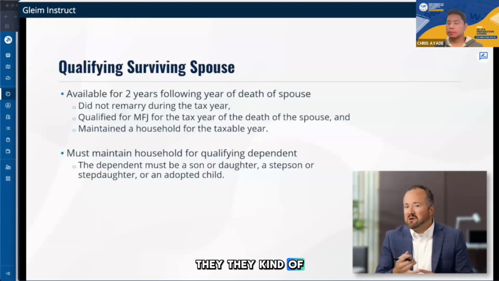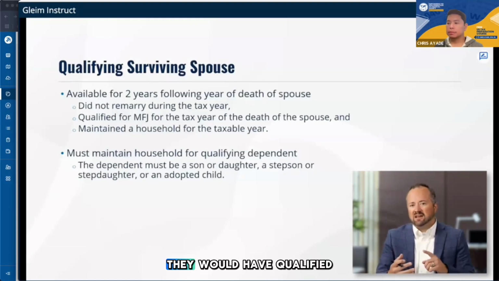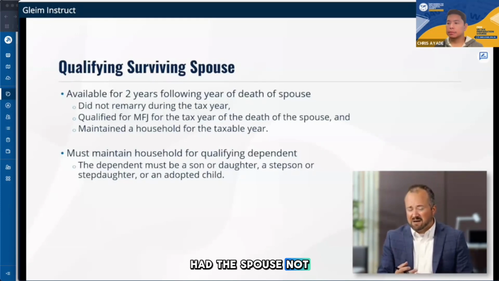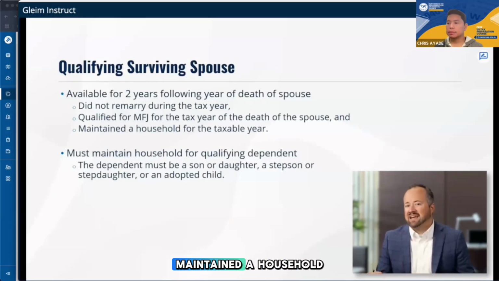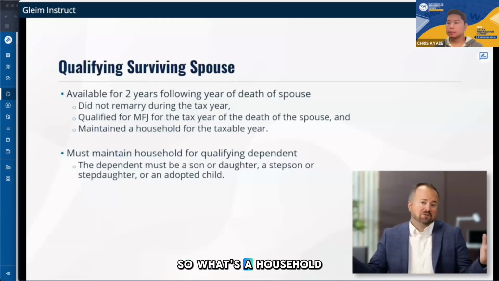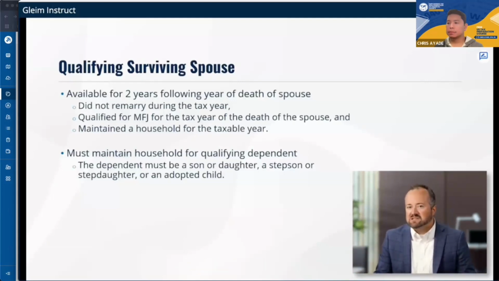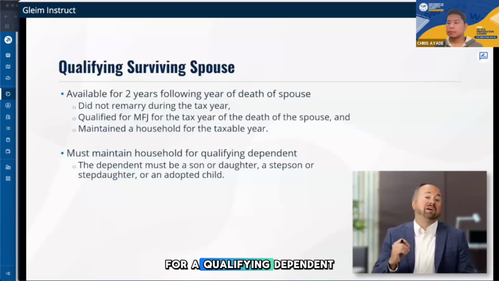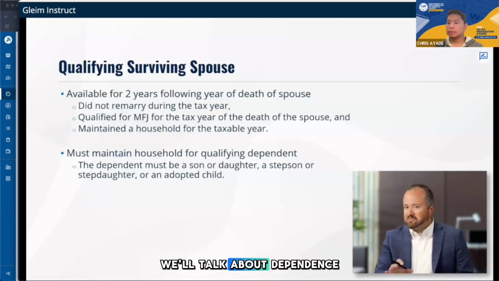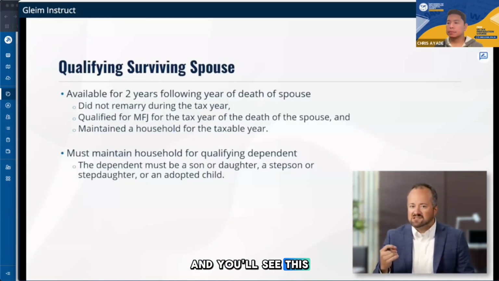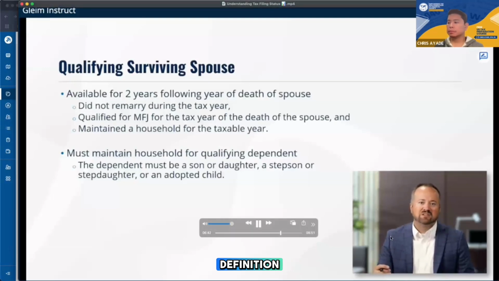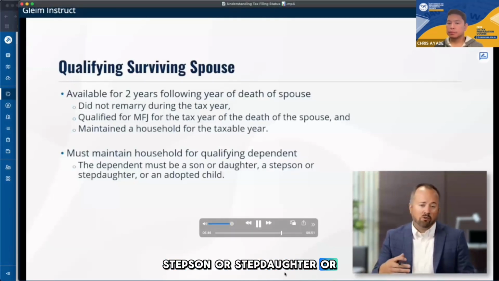They can't have remarried during the year. They would have qualified for married filing joint had the spouse not passed away. And they must have maintained a household. So what's a household? A household in this case means maintaining a household for a qualifying dependent. We'll talk about dependents shortly, and you'll see this is an even tighter definition limited to son or daughter, stepson or stepdaughter, or an adopted child.